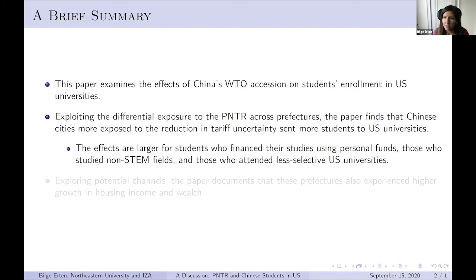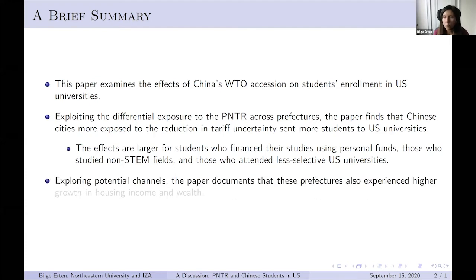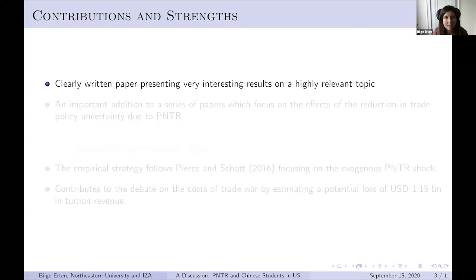And the effects are larger, particularly for students who finance their studies through their personal funds, who studied non-STEM fields, and those who attended less selective US universities. For potential channels, the paper documents that these prefectures experienced higher growth in housing income and wealth, and tries to probe into some additional channels that I'm going to discuss.